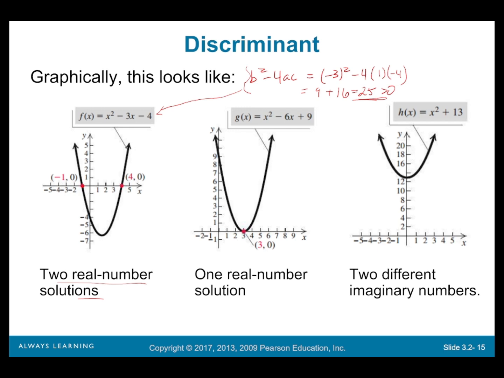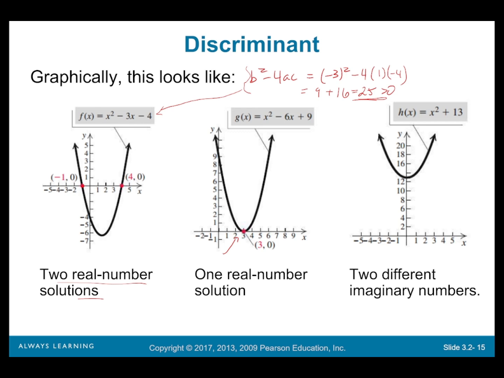Remember, zeros are where we're crossing the x-axis. Okay, so let's say now instead we're looking at something like G, where we actually have our b squared minus 4ac is 0. Well, that's when we have one real number solution, and when you look at the graph, it says, oh, my vertex is going to sit right on the x-axis. That's how we get exactly one spot on the x-axis, and it's the only way that that can happen.